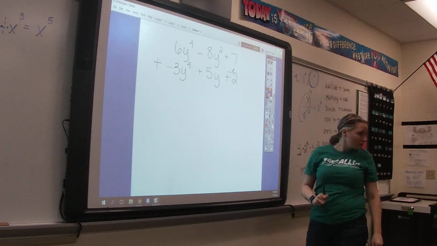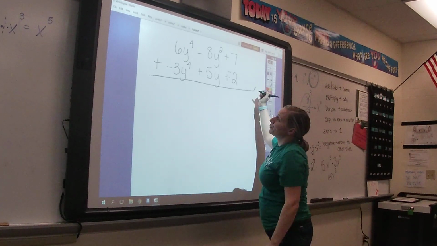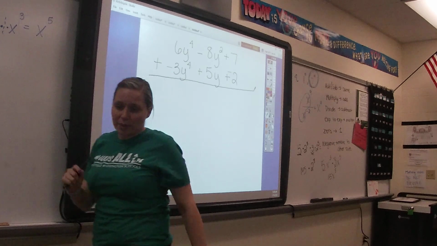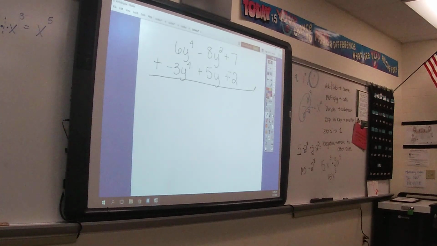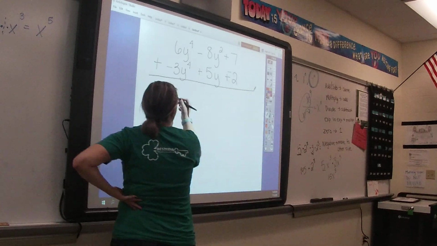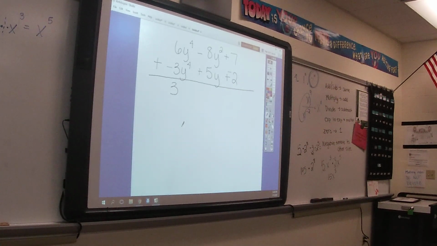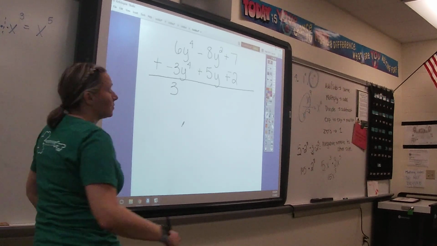So negative 9y. Did I do that right? No, because this will be a negative 3. Oh, so you only change the bottom one? Yes, because that's what follows it. So negative 3y. Positive 3. Crap. So we'll have 3y to the what? 4th.